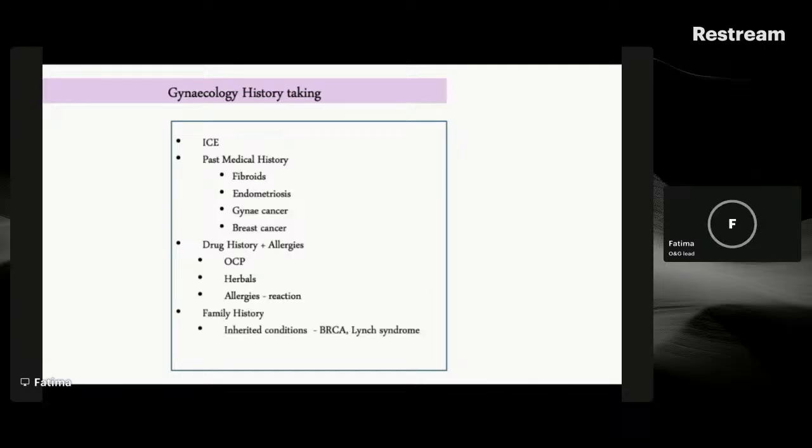In terms of family history, any inherited conditions like the BRCA genes, these significantly increase the lifetime risk of ovarian cancer as well. Lynch syndrome, which is an autosomal dominant condition caused by mutations in mismatch repair genes, that leads to a lifetime risk of endometrial cancer of 40 to 60%, and a 10 to 12% risk of ovarian cancer. And then social history, that includes smoking, alcohol, drugs, and work as well.